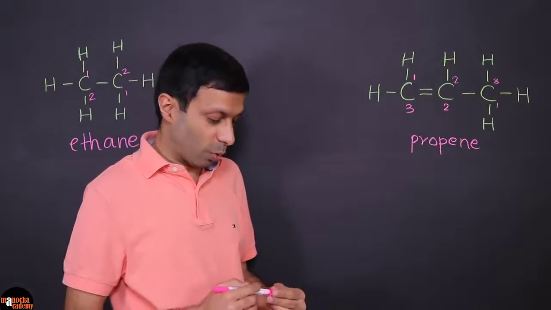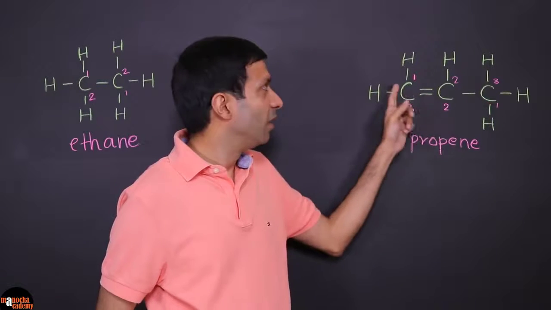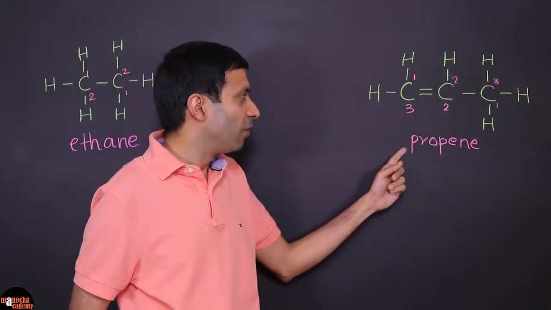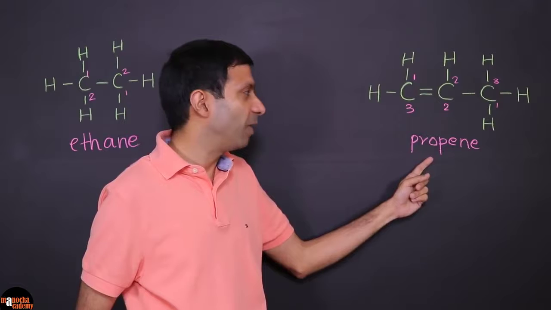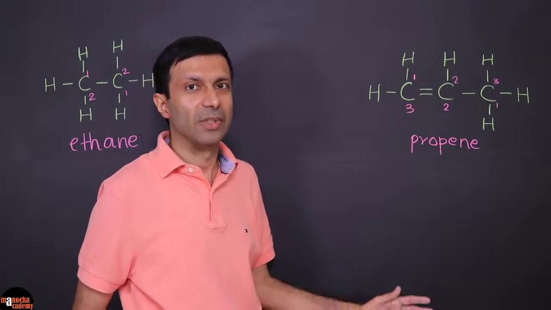Okay, so what we learnt here is that you need to look at the longest continuous carbon chain, look at the number of carbon atoms once you've numbered it forward and backward, find the name based on the number of carbon atoms and also the type of bond for these hydrocarbons.